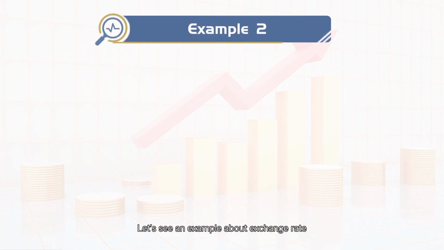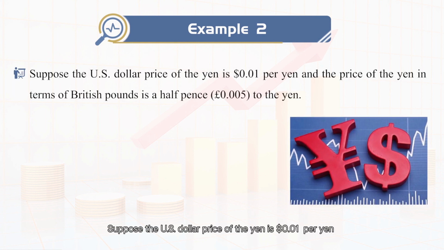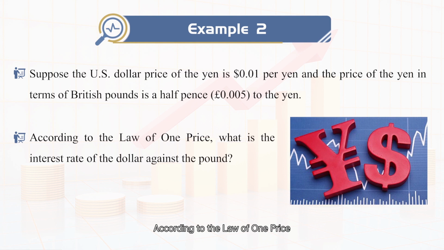Let's see an example about the exchange rate. Suppose the US dollar price of the yen is $0.01 per yen, or equivalently 100 yen to the dollar, and the price of the yen in terms of British pounds is a half pence to the yen, or equivalently 200 yen to the pound. According to the law of one price, what is the exchange rate of the dollar against the pound? 0.01 over 0.005, we can determine that the US dollar price of the pound is $2.